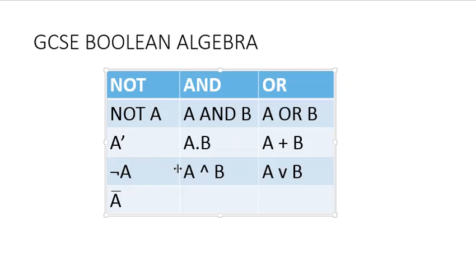Sometimes there's this funny sideways L, fallen over L, written in front of the a. That means not a. And in some books even use a line or dash above the variable to represent not. So a line above a would be read as not a.